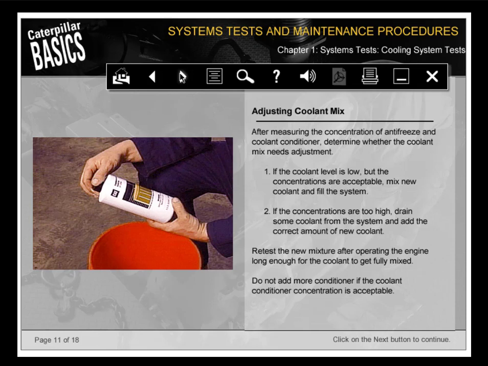After measuring the concentration of antifreeze and coolant conditioner, determine whether the coolant mix needs adjustment. If the coolant level is low, but the concentrations are acceptable, mix new coolant and fill the system. If the concentrations are too high, drain some coolant from the system and add the correct amount of new coolant. Retest the new mixture after operating the engine long enough for the coolant to get fully mixed. Do not add more conditioner if the coolant conditioner concentration is acceptable.